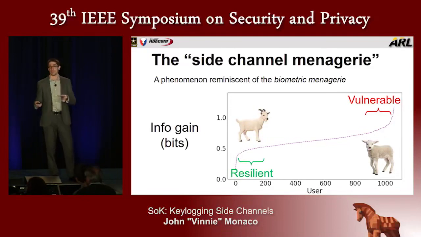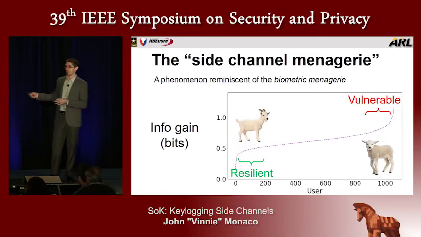And it turns out that there's actually a correspondence between the biometric animal types and the side channel animal types. So if you're a biometric goat, you're likely also a side channel goat. So I have a poster that examines this relationship in more detail. So if you're interested, you can come find me during the poster session this evening.